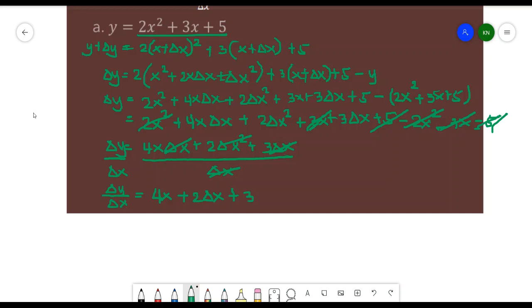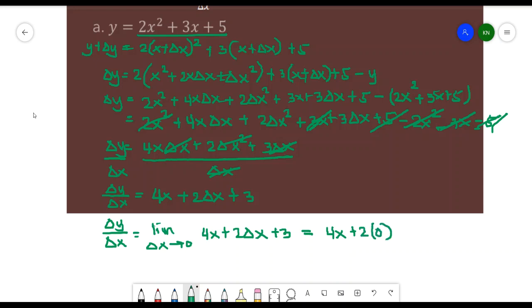Now what's next is, after we divide that by delta x, we need to identify the limit as delta x approaches 0. So delta y over delta x, limit of delta x approaches 0 of 4x plus 2 delta x plus 3. So meaning to say, we need to replace the value of our delta x by 0. So we have 4x plus 2 times 0 plus 3. So 2 times 0, that is just 0.